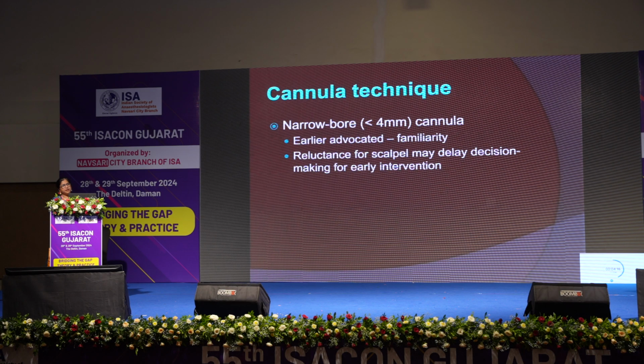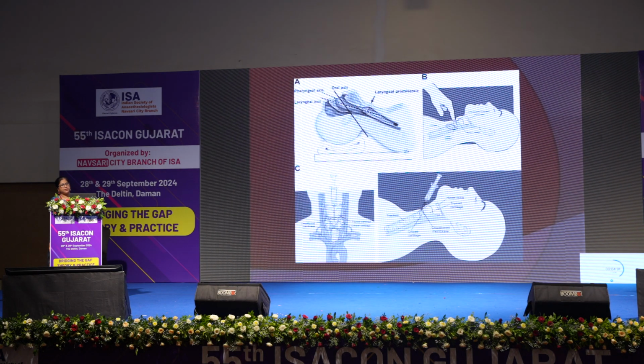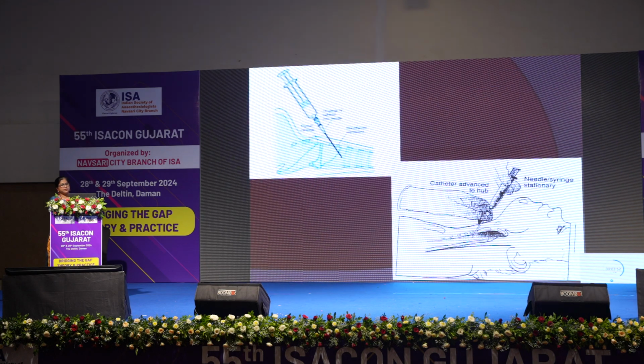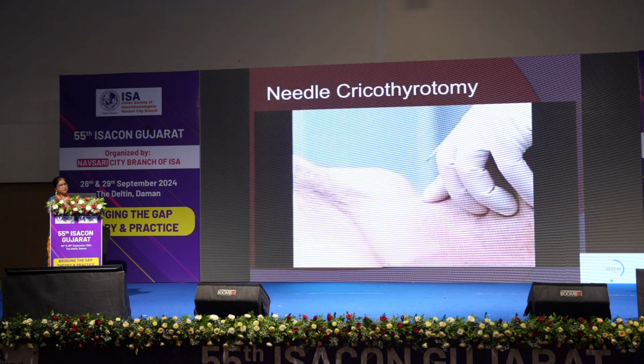So the cannula technique, you have to take a narrow bore cannula. You can take an 18 gauge cannula, and the diameter is less than 4 millimeters. So this is what is needle cricothyroidotomy, right? So you can just ventilate the patient. Again, you locate the cricothyroid membrane and introduce the needle and the cannula 45 degrees downwards. I'll be just showing. This is what you require for oxygenation, scalpel and the cannula. Right?